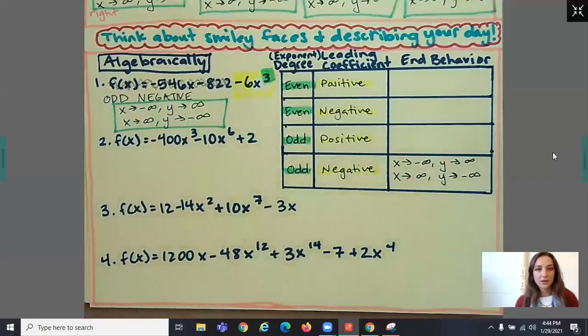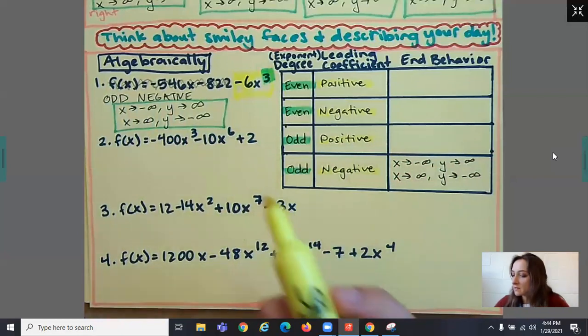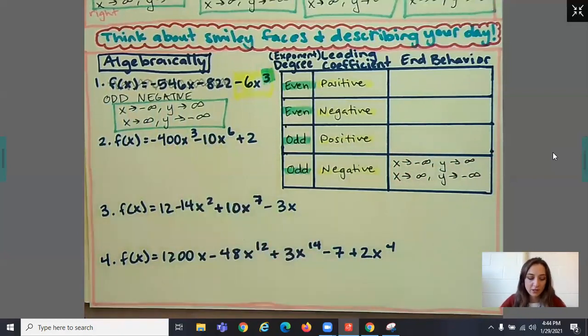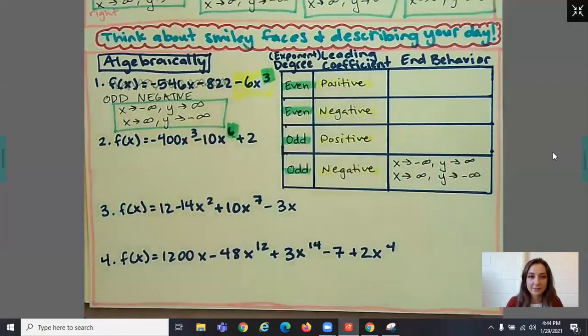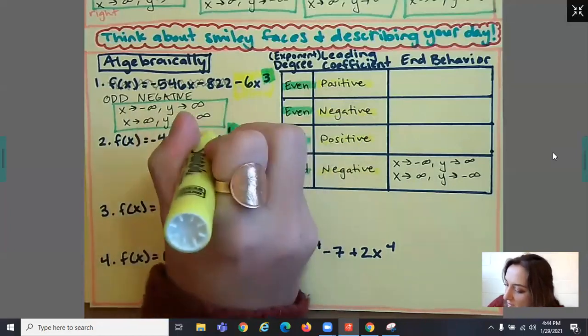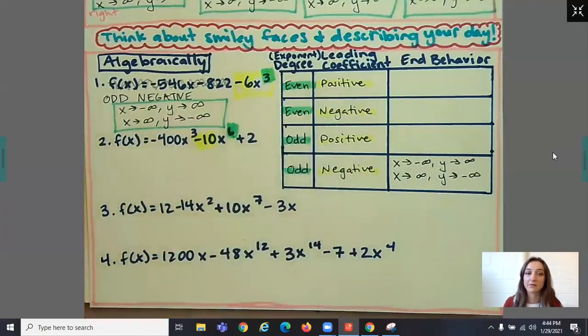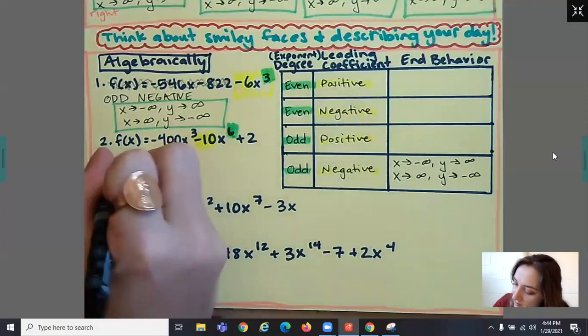Okay, let's look at another one. Looking at problem number 2 now. The degree of this function is going to be the highest exponent. So I'm looking around, and the highest exponent that I see here is 6. So since 6 is our highest exponent, we're only going to be concerned with 6 and the -10 in the front. So let's look at the 6 first and ask ourselves, is 6 an odd number or is it an even number? Well, 6 is an even number, so this is going to be even.